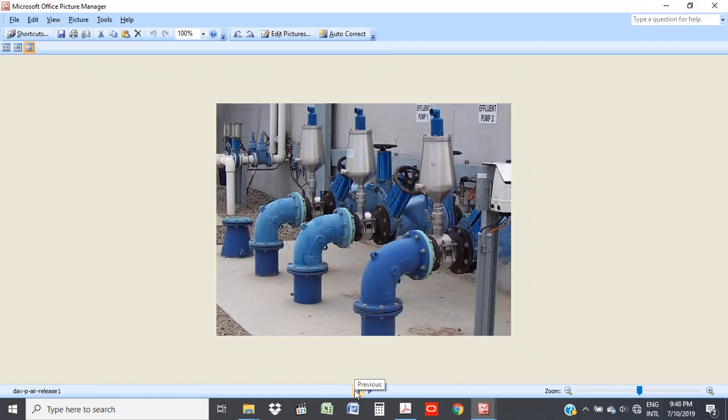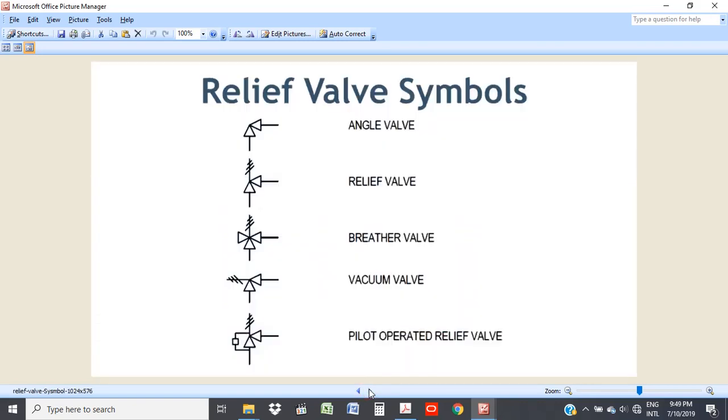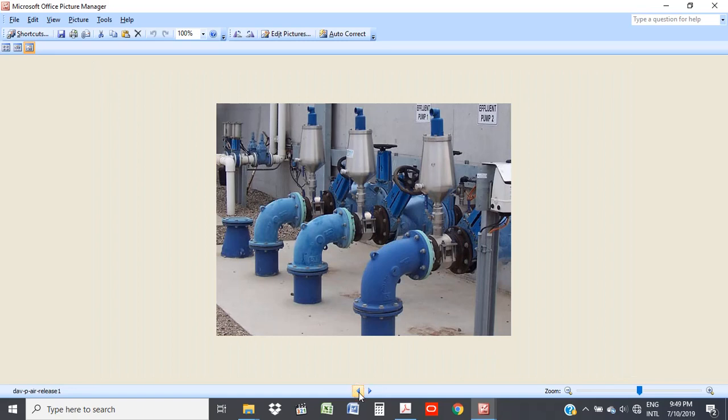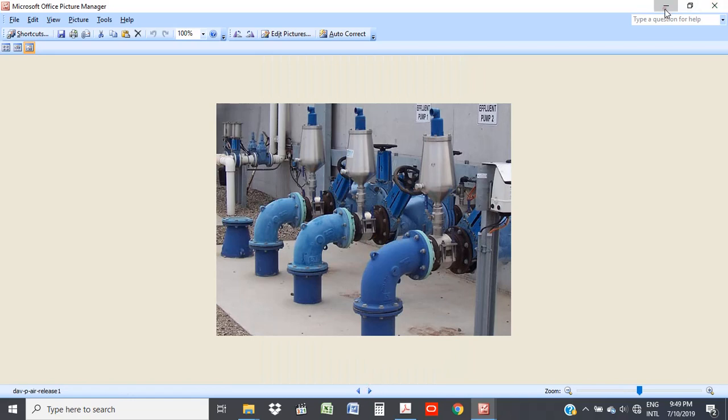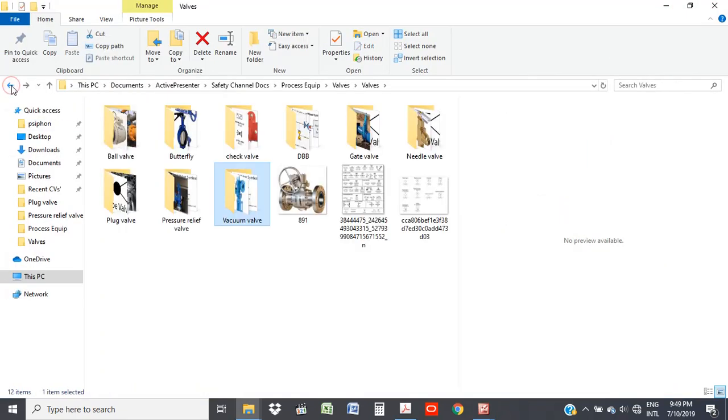They allow the flow to go out. They allow pressure to come in. When there's overpressure, they allow gases out, and when there's a vacuum, they allow gas or air back into the vessel. So yeah, that is a vacuum valve. And then I also want to talk about control valves.